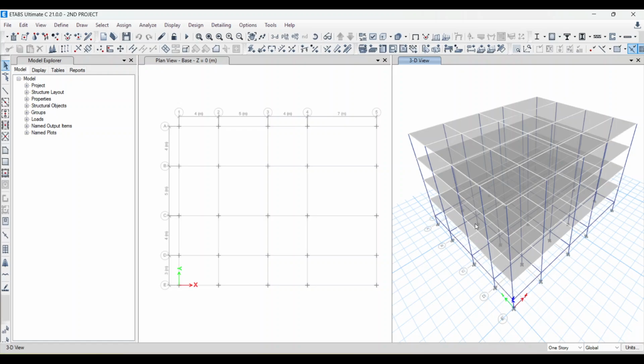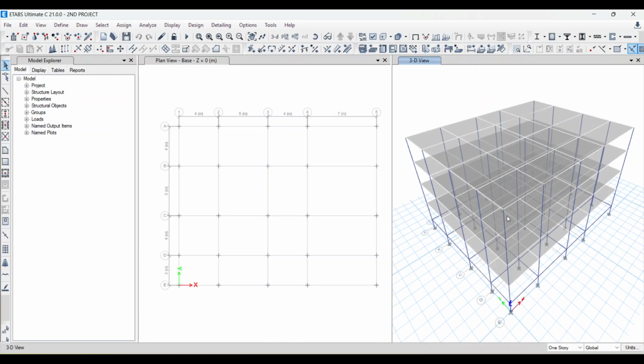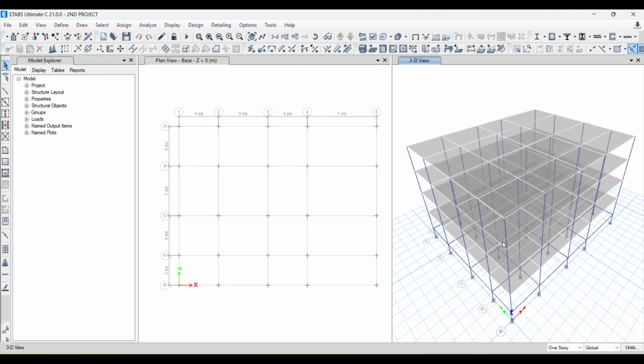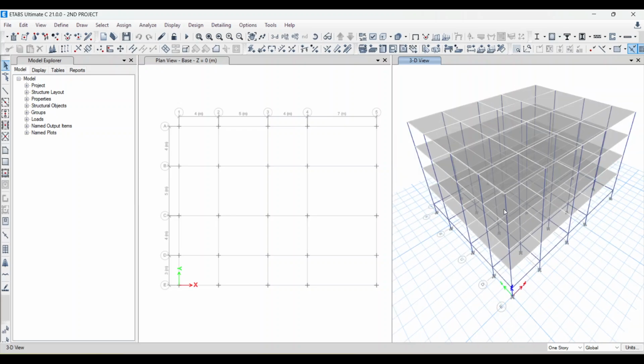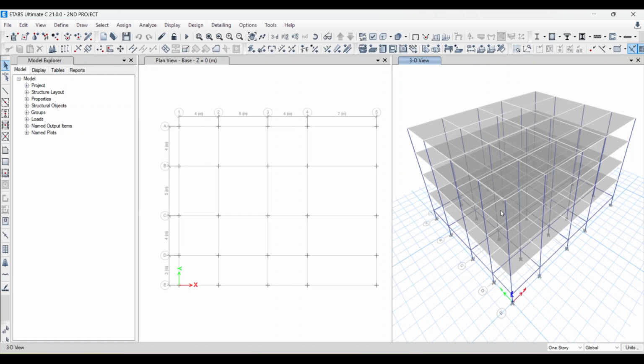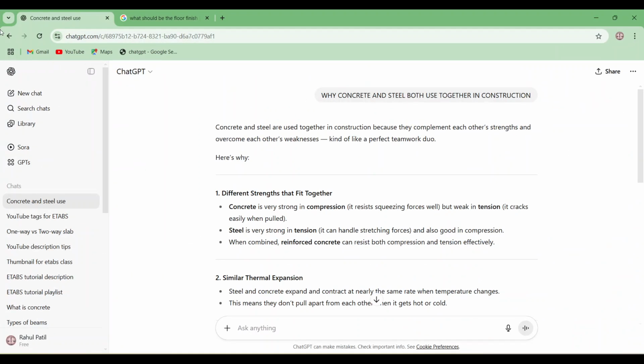First, you see, our columns, beams and slabs are mainly made of steel and concrete. If you go to an interview, they are going to ask why we use concrete and steel together in construction. Okay, so you need to know that. I will just explain it. If I go to Chrome, I'm on ChatGPT right now, and I search why concrete and steel are both used together in construction.